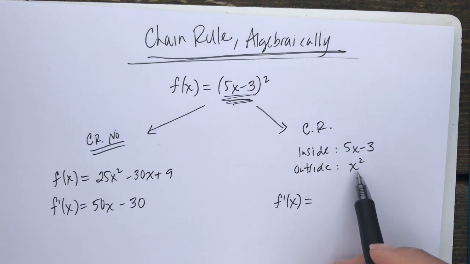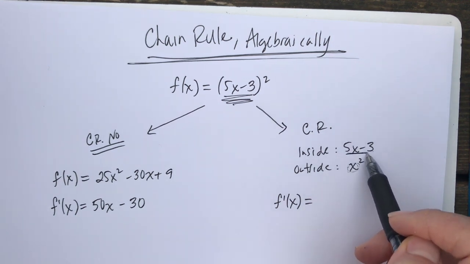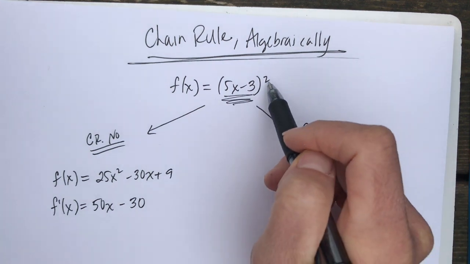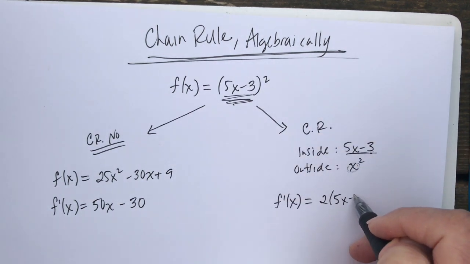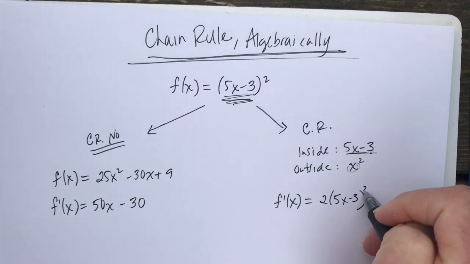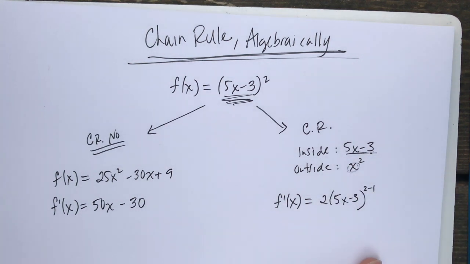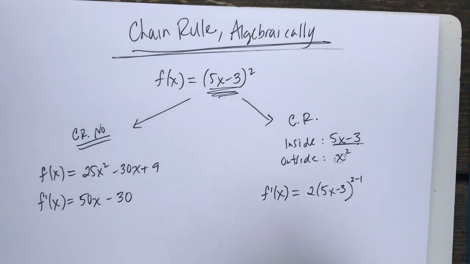the derivative of the outside function, so that's going to be 2x. But in this case, my x is this thing. So if I come up here, the 2 is going to come out front. So I get 2 times 5x minus 3, raised to the 2 minus 1 power. And then as you hopefully have seen in the other video, with the chain rule, you take the derivative of the outside times the derivative of the inside.